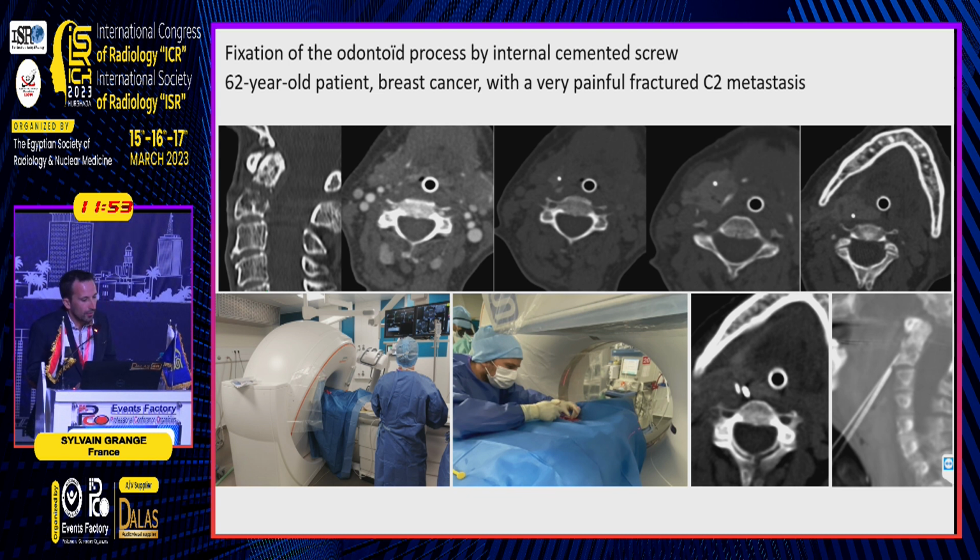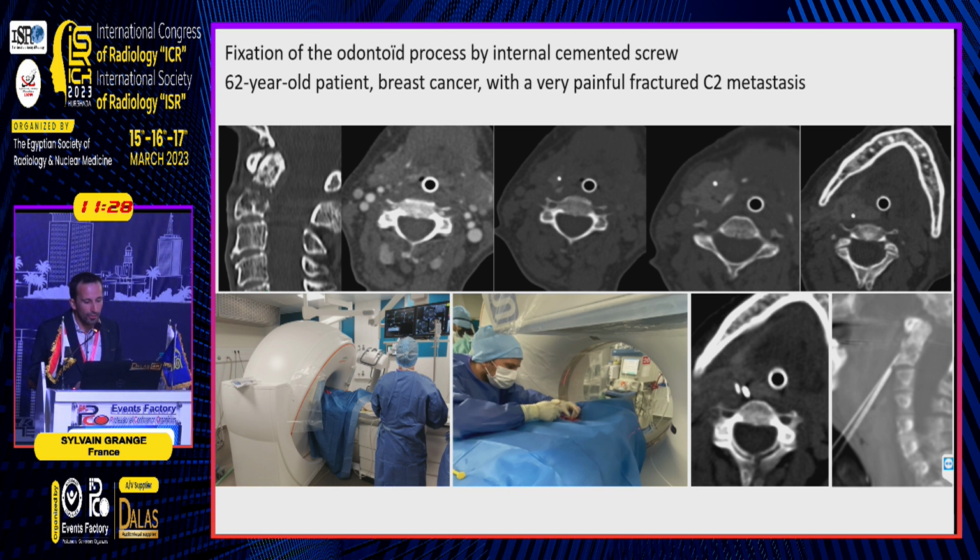Another example with the fixation of the odontoid process by internal cemented screw in a 62-year-old patient with a breast cancer with a very painful fracture, C2 metastasis. You see here the lesion with the fracture of C2. We first perform enhanced CT to visualize the jugular-carotid vessels.